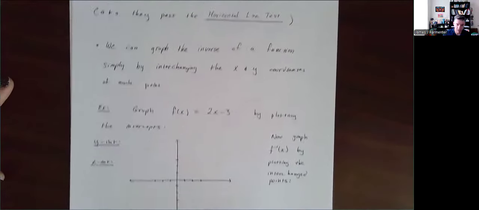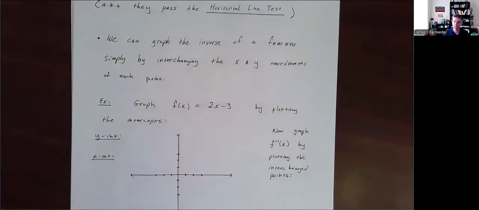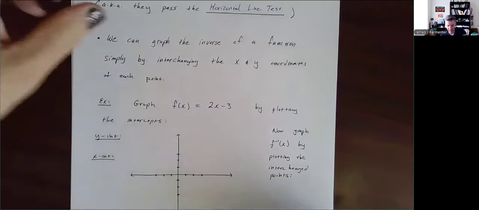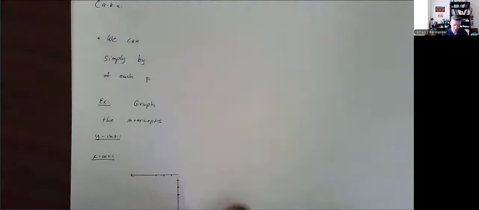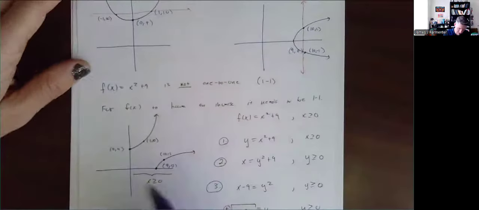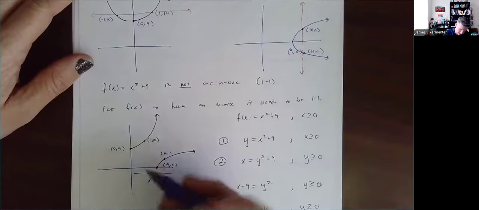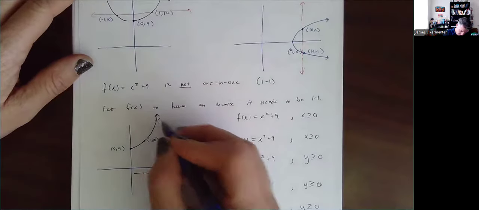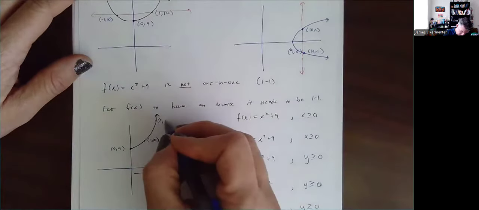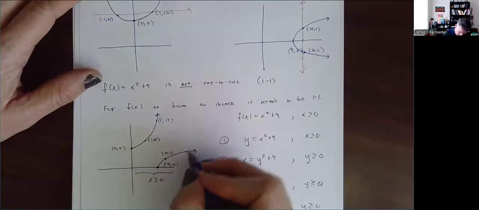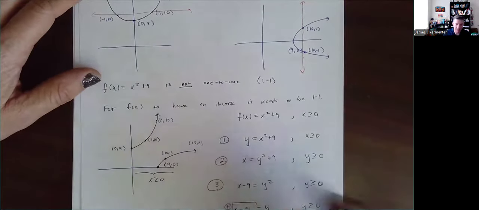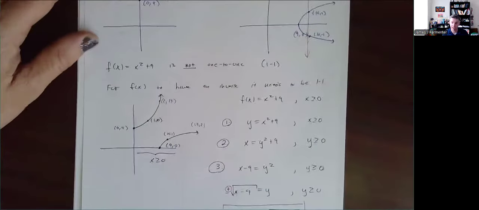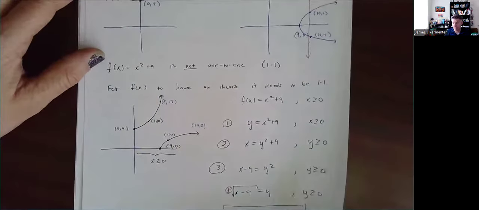Interestingly, we can graph the inverse of a function simply by interchanging the x and y coordinates of each point, which I kind of did in that previous example, right? In the previous example, I plotted a few points, (0, 9), (1, 10). I could have plotted the point (2, 13). And over here, I could have plotted the point (13, 2). But exactly, since you're literally interchanging x and y, when you're graphing things, you can literally interchange x and y.